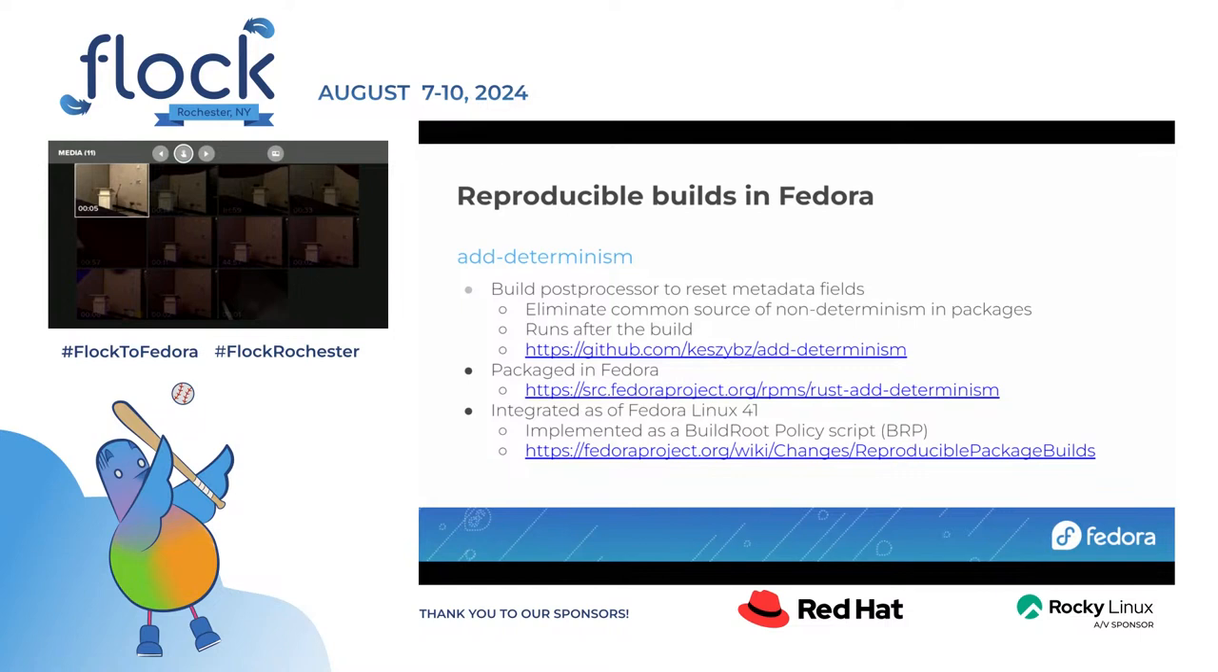The steps that are called after the build are called BRP, build root policy scripts, because they're usually scripts. The RPM configuration has a set of macros that recursively define what gets pulled in, what are the steps that are done. And so to make add-determinism active in package builds, we had to package it, make it available, and also modify the RPM configuration to actually call it at the right moment. And this has happened for Fedora 41.